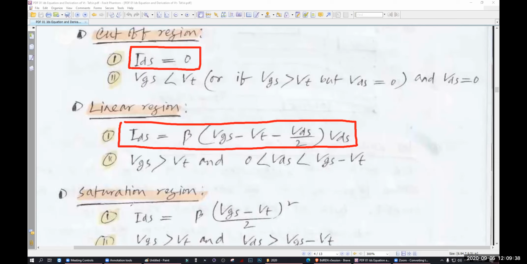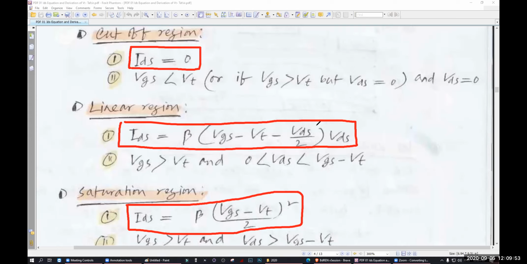When you have a saturation region, your equation is like this: IDS is equal to beta times (VGS minus VT) whole square divided by 2. Okay, got my point? Three equations for three regions.